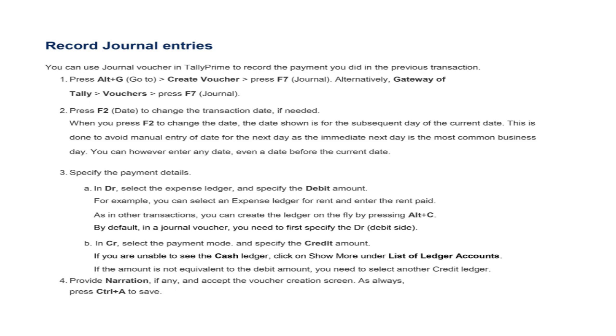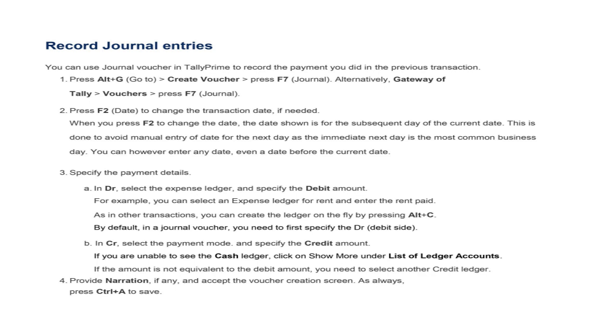3. Specify the payment details. A. In Dr, select the expense ledger, and specify the debit amount. For example, you can select an expense ledger for rent and enter the rent paid. As in other transactions, you can create the ledger on the fly by pressing Alt+C. By default, in a journal voucher, you need to first specify the Dr, debit side.